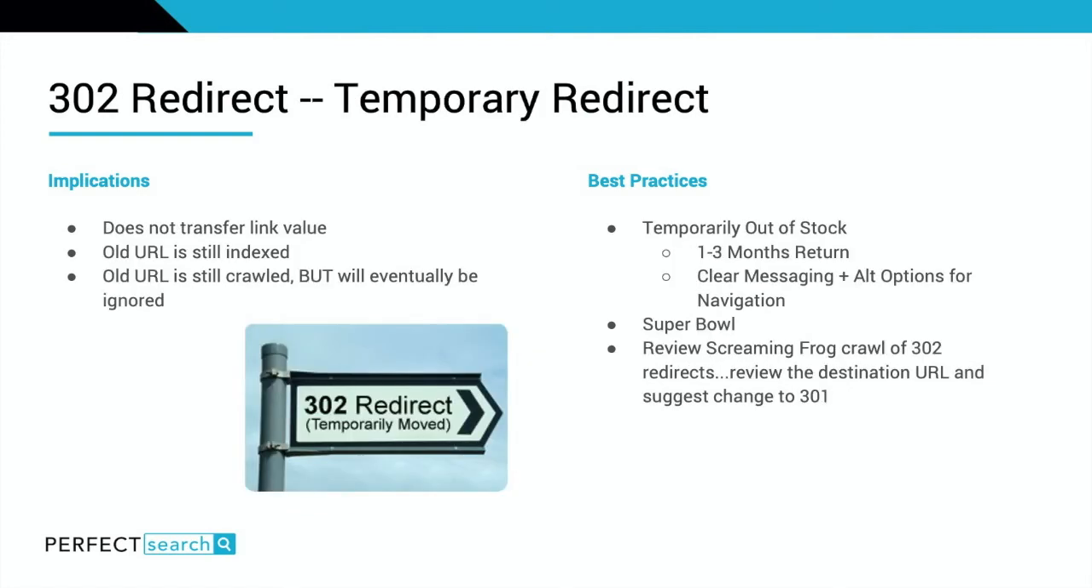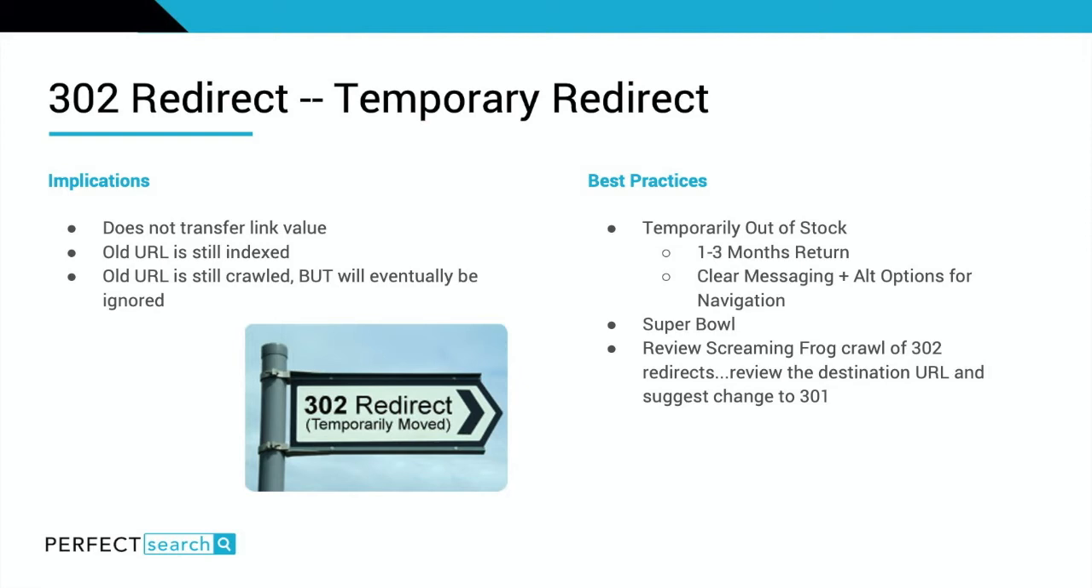The next status that we'll talk about is 302 redirect, temporary redirect. It's very similar in principle to the 301 permanent redirect, but it is temporary rather than permanent. The implications of this: it does not transfer the link value from A to B, whereas a permanent redirect will pass 75 to 90% of that value. The old page is still indexed, and it's still crawled, but will eventually be ignored. And this can be valuable in certain cases.